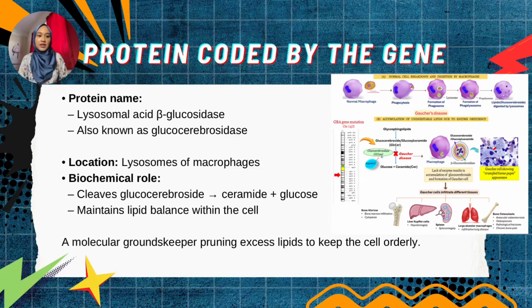This breakdown step is essential because it maintains proper lipid balance in the cells. So, in simple terms, you can think of this enzyme as a molecular groundskeeper. Its job is to prune or clean up excess lipid so that the cell stays healthy and organized. When this enzyme is deficient, as in Gaucher's disease, the lipid accumulates, leading to enlarged macrophages and tissue damage, which explains many of the clinical features of the disorder.